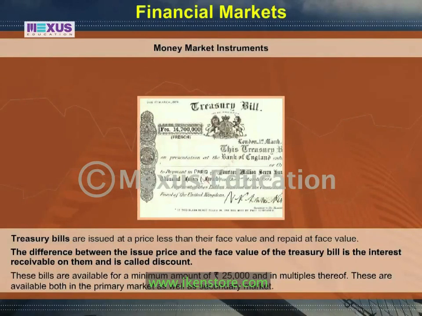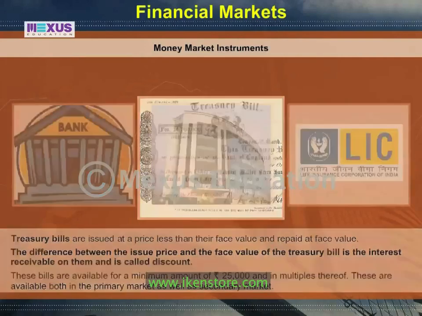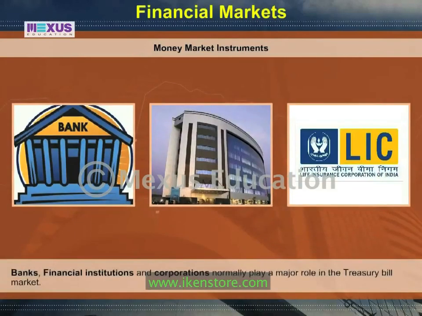These bills are available for a minimum amount of 25,000 and in multiples thereof. These are available both in the primary market as well as secondary market. Banks, financial institutions and corporations normally play a major role in the treasury bill market.